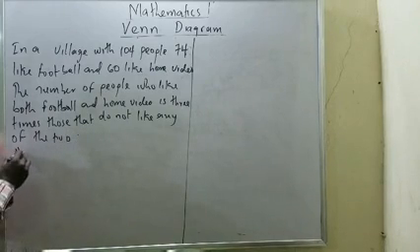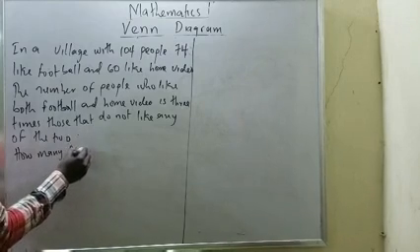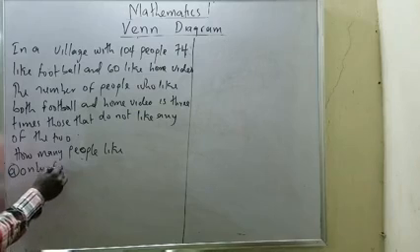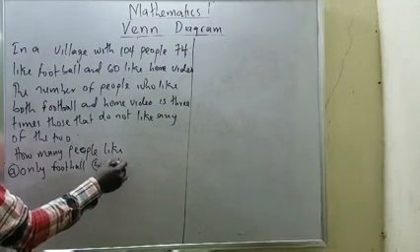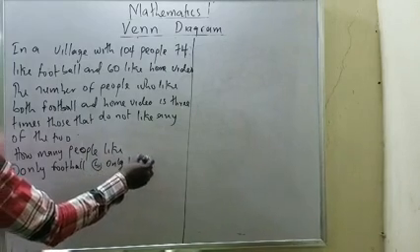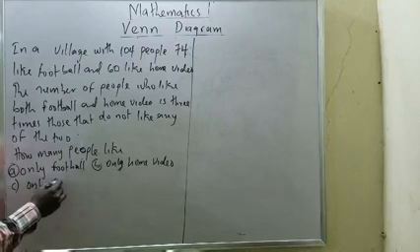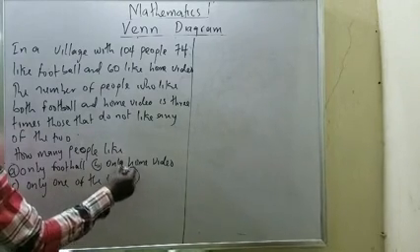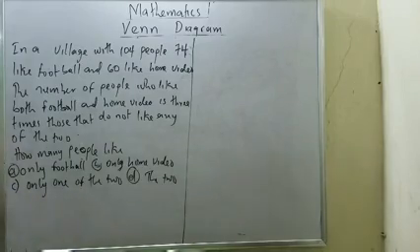How many people like A, only football, B, only home video, C, only one of the two, and D, the two. Now, I think this one is comprehensive enough. With this, you can get everything on Venn diagram. Solution to this problem.